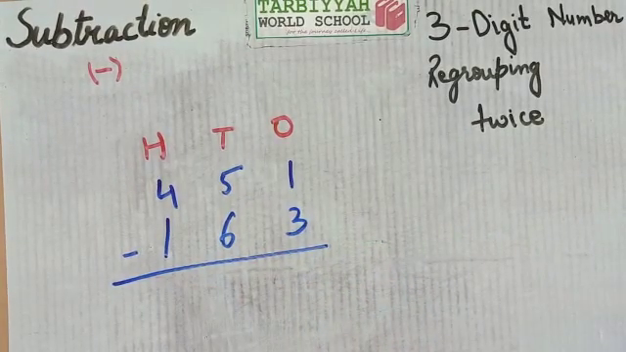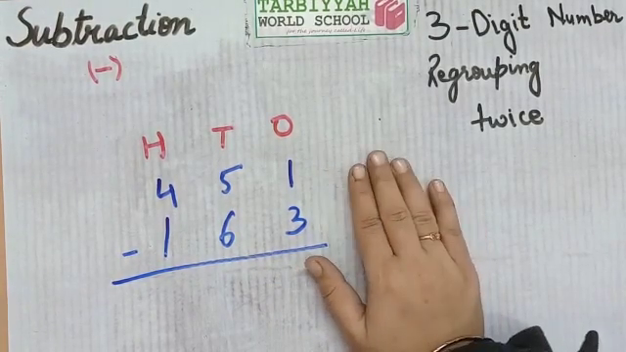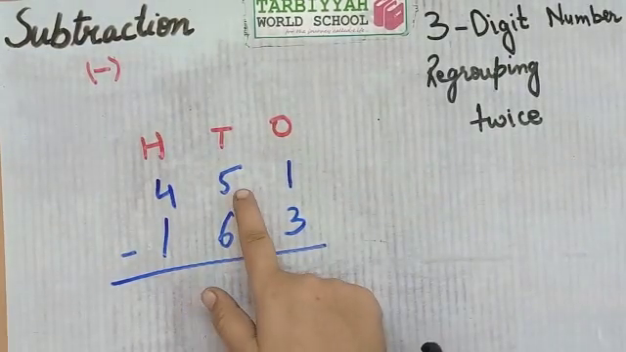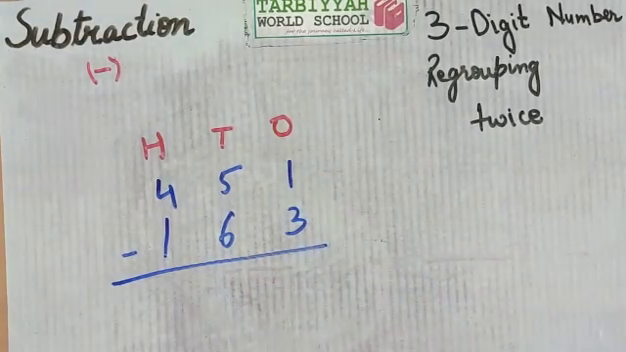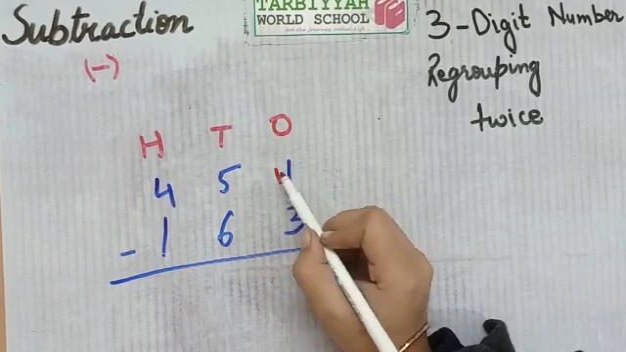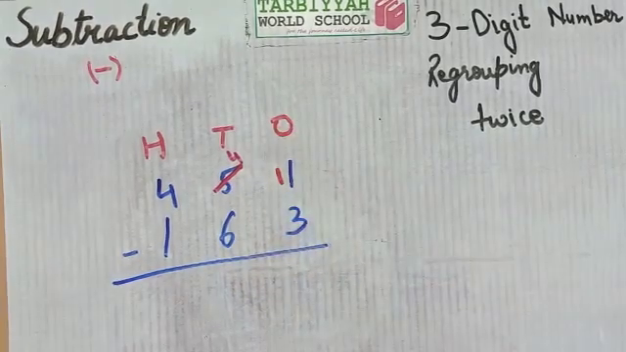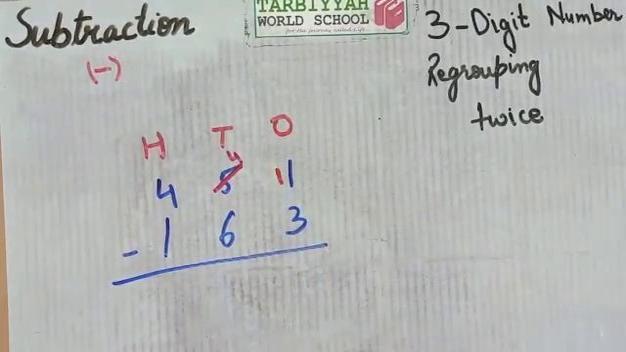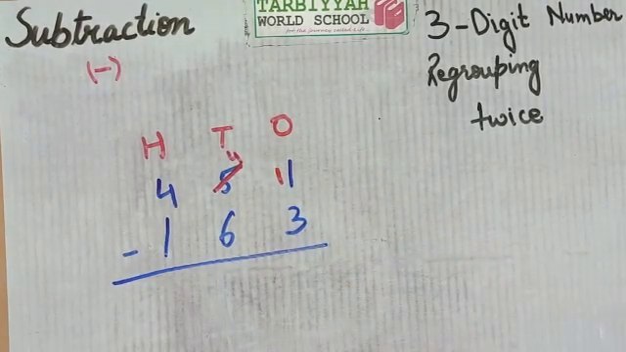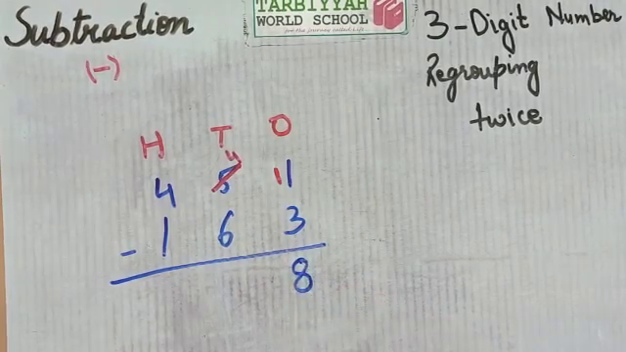So first we have to subtract the ones. Since there are not enough ones, we have to regroup the 5 tens and 1 ones. If we give 1 from the 5 tens, it will become 11 ones and 5 will become 4 tens. So 11 minus 3 is what? Yes, 11 minus 3 is 8.